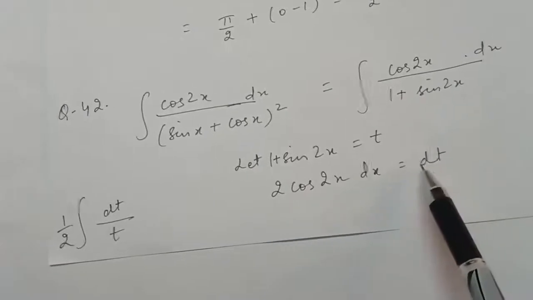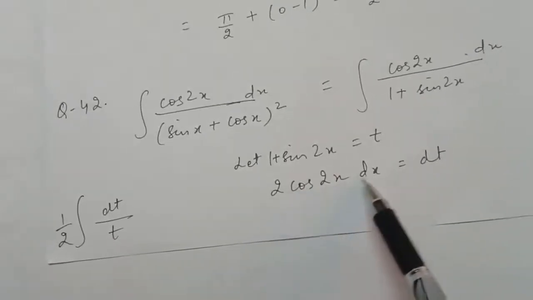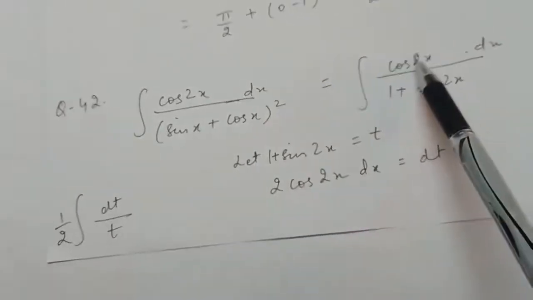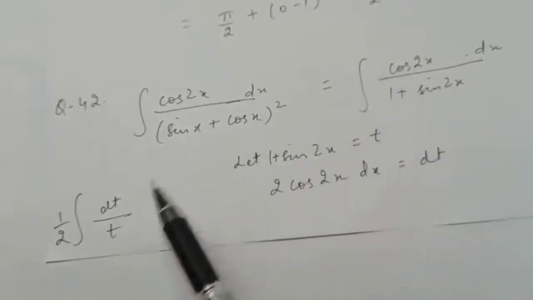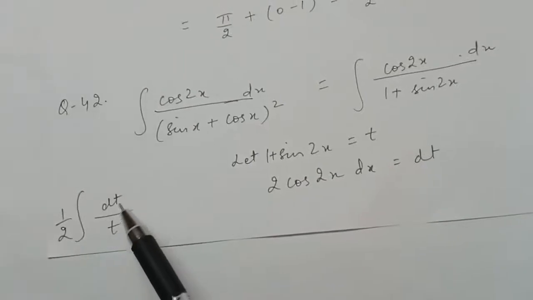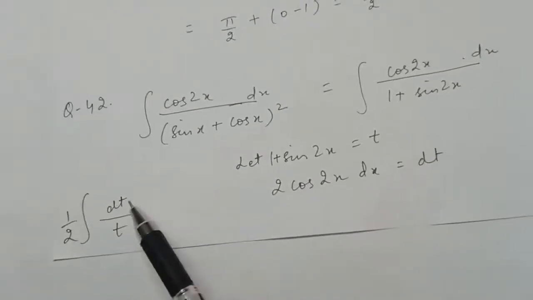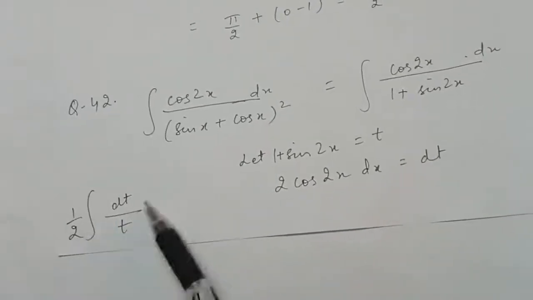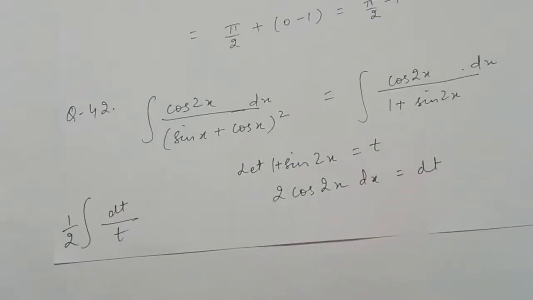Now this cos 2x into dx exists in the numerator. Therefore this integral will now become, in place of denominator you will get t, and in place of cos 2x into dx you will get dt upon 2. And now this is very simple to integrate.